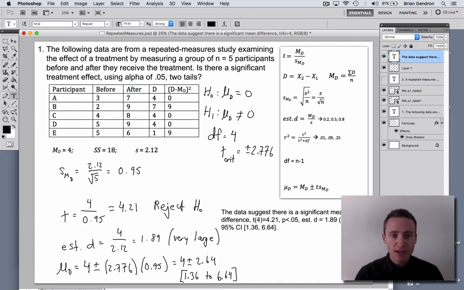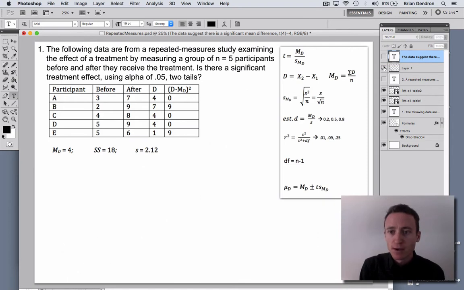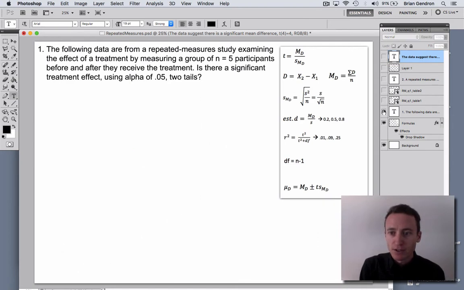All right, so that's question number 1. And question number 1 is basically, starting from scratch, from the actual raw data, going through to the actual conclusion. Let's look at a second problem where some information is already provided for us. So this hopefully moves a little quicker. Let's go to that one.